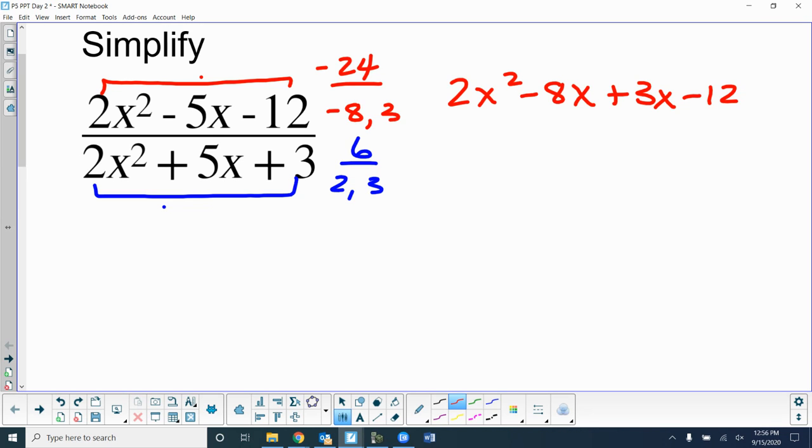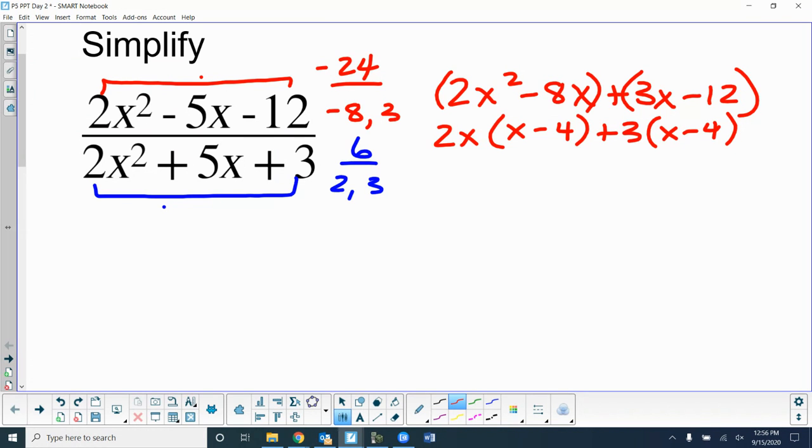Then we group it. First two, last two. GCF is 2x. 2x squared divided by 2x is 1x. Negative 8x divided by 2x is negative 4. 3 is common. 3x divided by 3 is x, and negative 12 divided by 3 is negative 4. So the numerator is x minus 4 and 2x plus 3.